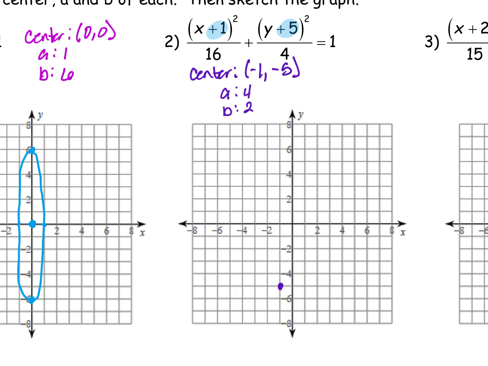Then I'm going to go side to side 4, so I'm going to count 4 in both directions: 2, 3, 4. And then I'm going to count 2 up in both directions. And I'm going to try to draw a football. So that's kind of what an ellipse is. It's football shaped. Okay, it's really bad.